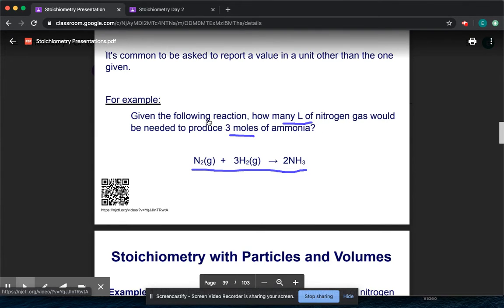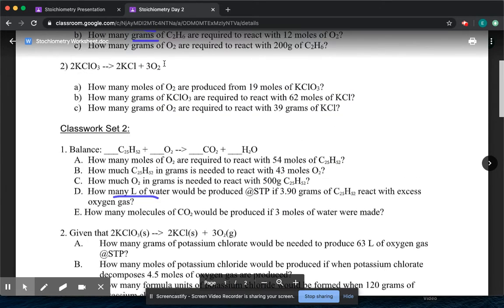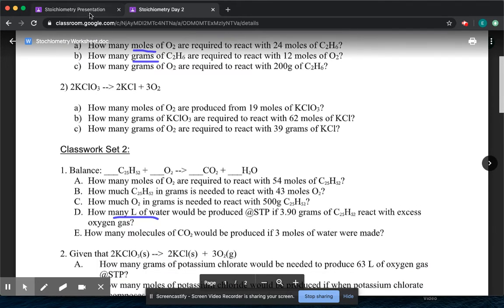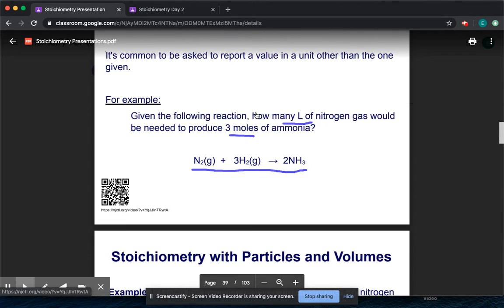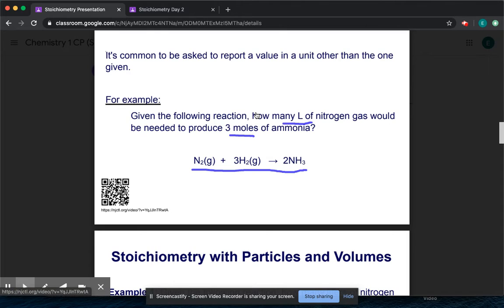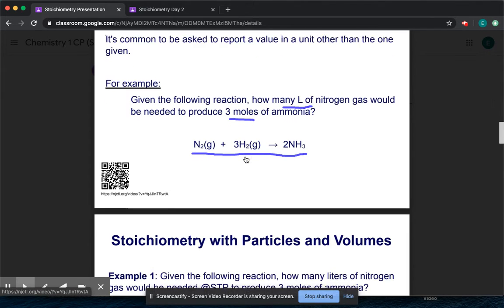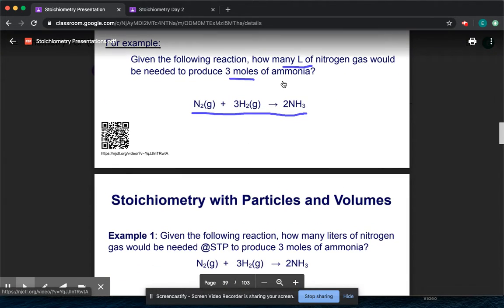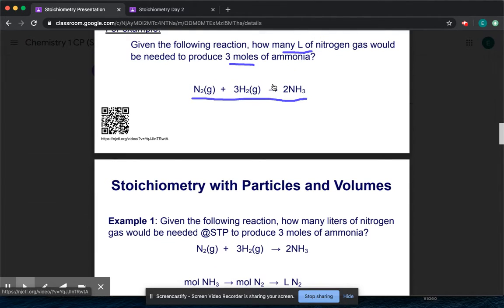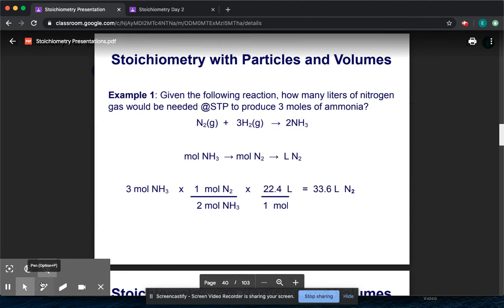Step 1 to all these problems, same thing as class set 1, class set 2: Step 1, I told you, is to set up your ratio. Look at what you want to convert from and where you are going to, okay? We want to go from ammonia to nitrogen. They told us how much ammonia we produce, and we want to know how much nitrogen we need. So step 1 is to set up your ratio. And they do that here.